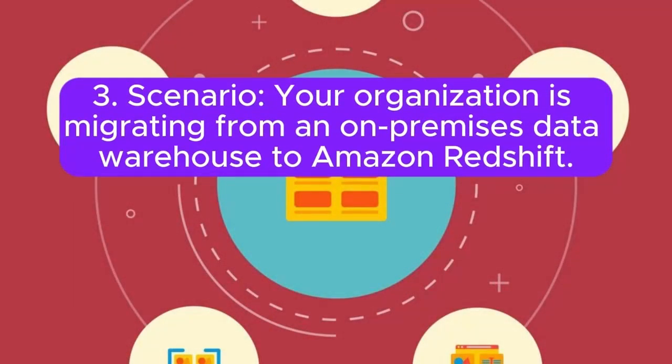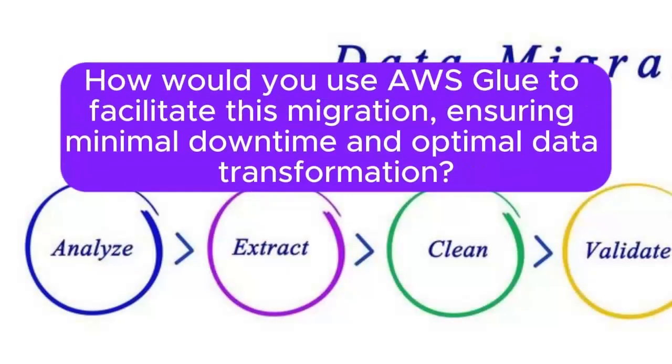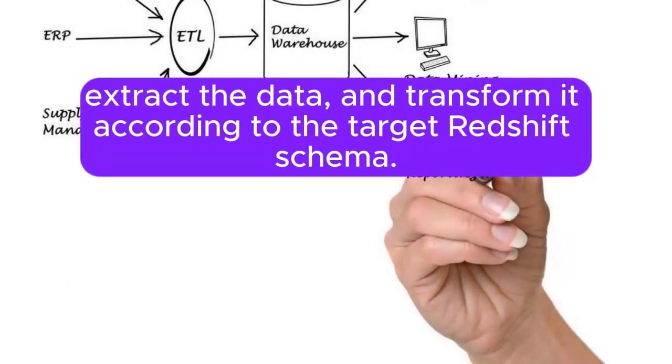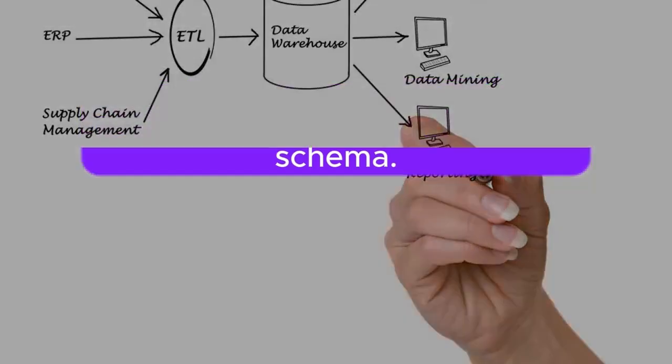3. Scenario: Your organization is migrating from an on-premises data warehouse to Amazon Redshift. How would you use AWS Glue to facilitate this migration, ensuring minimal downtime and optimal data transformation? Answer: I will create an AWS Glue job to connect to the on-premises data warehouse, extract the data, and transform it according to the target Redshift schema.